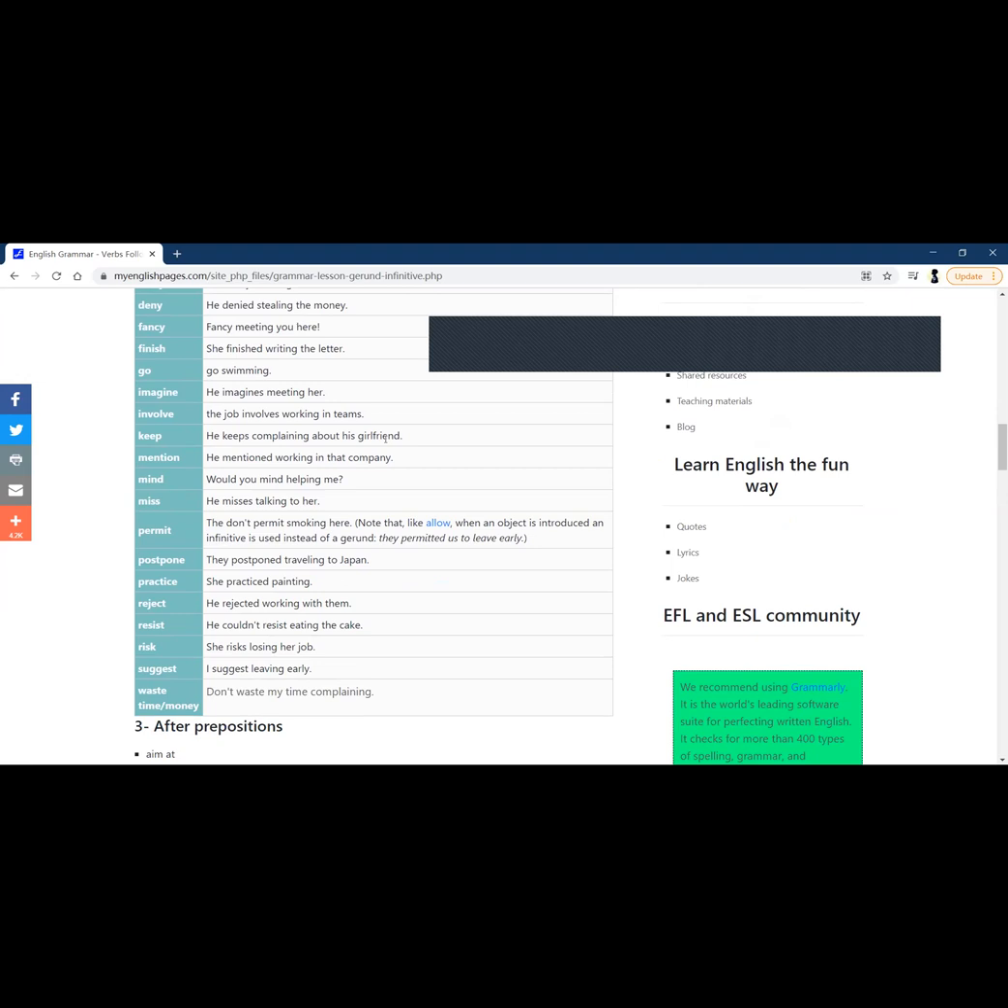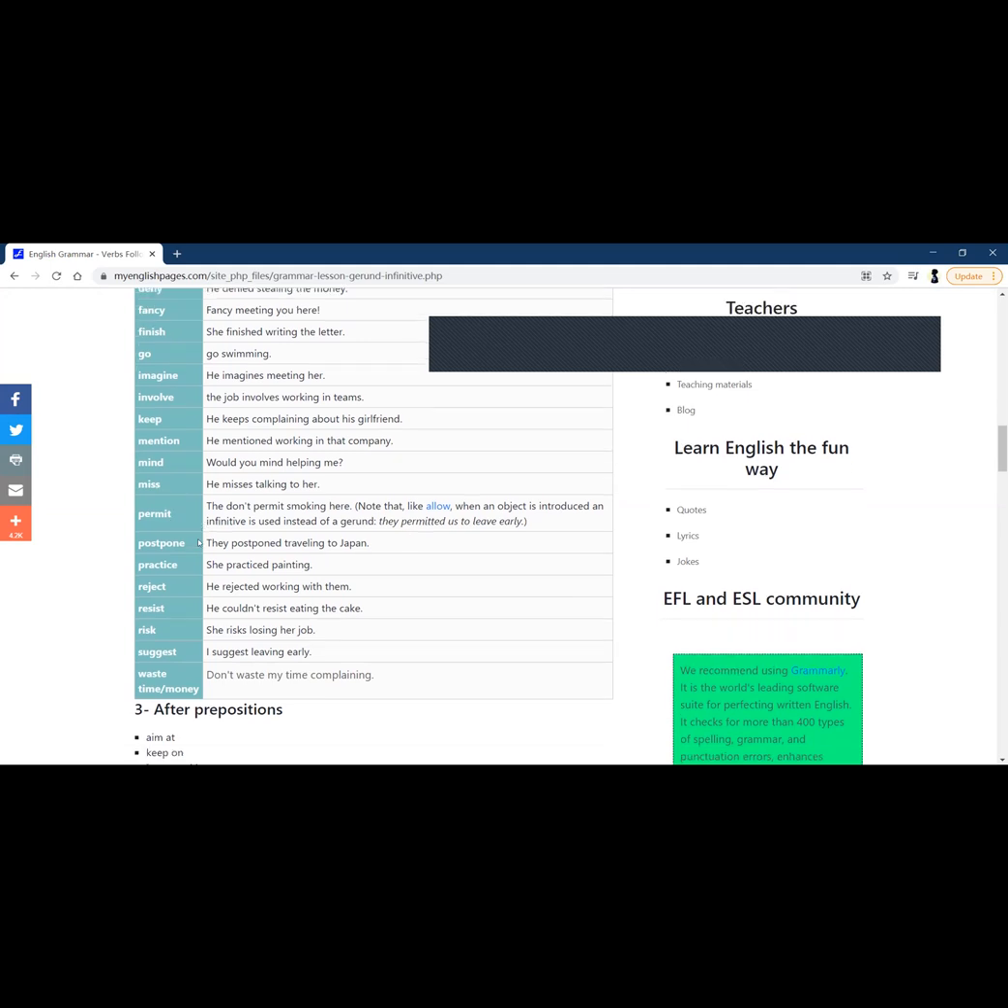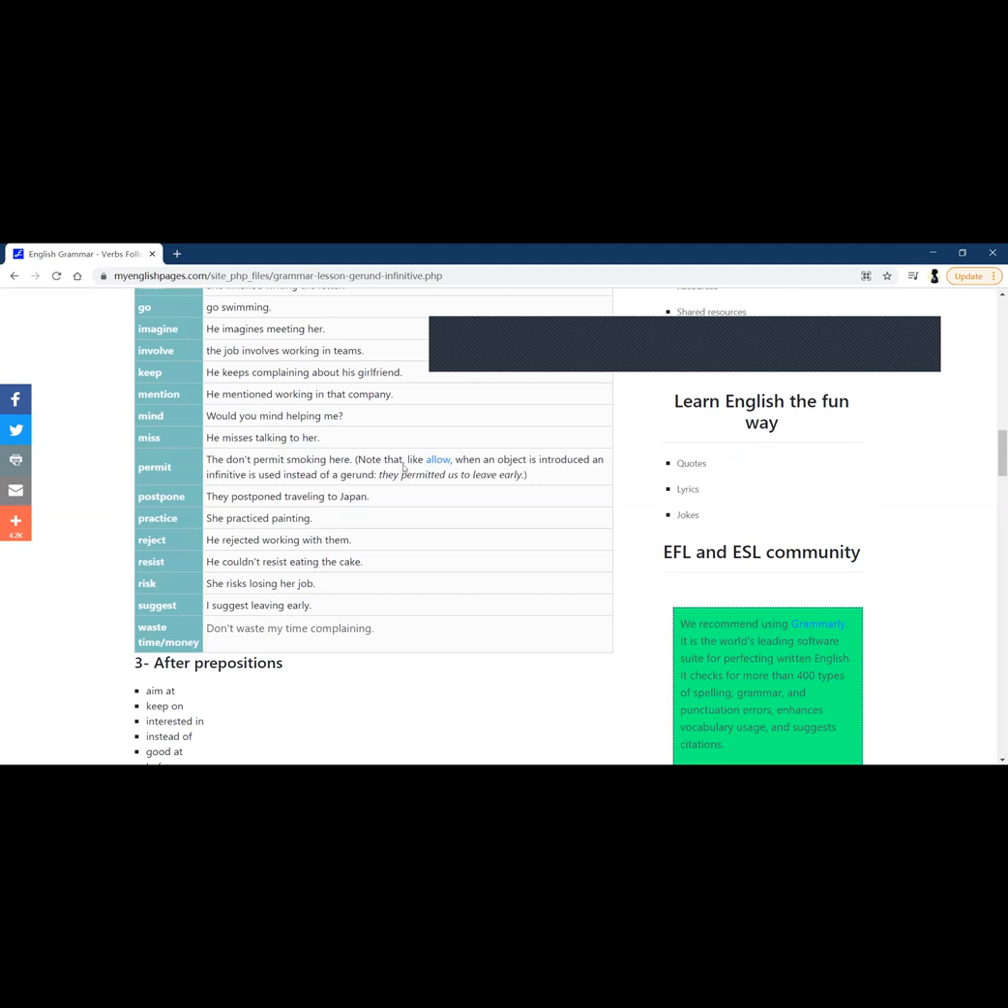Go swimming. He imagines meeting her. The job involves working in teams. He keeps complaining about his girlfriend. He mentioned working in that company. Would you mind helping me? He misses talking to her. Permit: they don't permit smoking here. It can also be followed by an infinitive, like they permitted us to leave early.